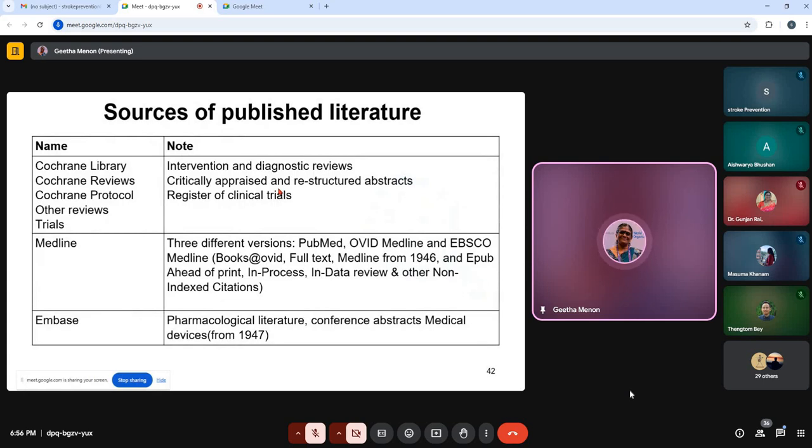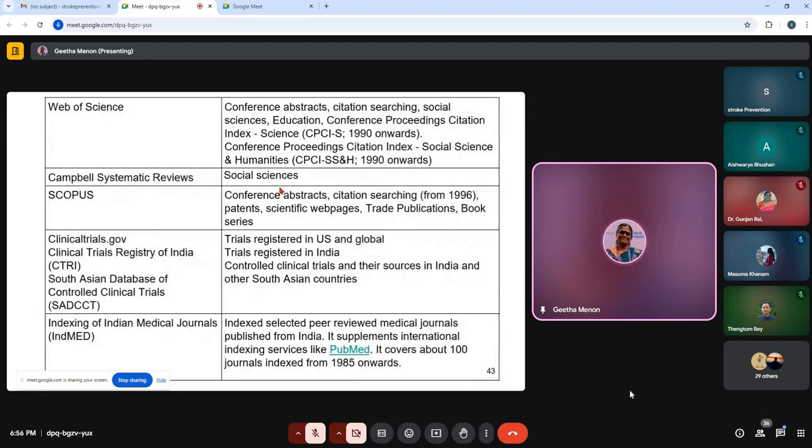Then for published literature, the Cochrane Library is definitely there for interventional and diagnostic reviews. For Cochrane protocols, Cochrane registries are there. Medline is there, and Embase is there for pharmacological and healthcare interventions. Web of Science is available for conference abstracts, for citations, for social sciences. Campbell systematic reviews are primarily used by researchers to search articles on social sciences. Then Scopus is another database which provides you conference abstracts, citation searching, and other web pages.